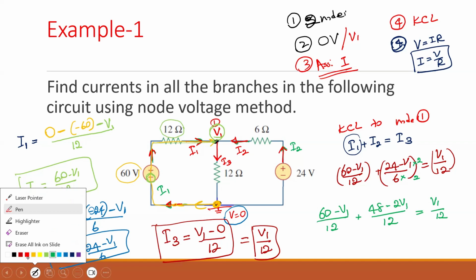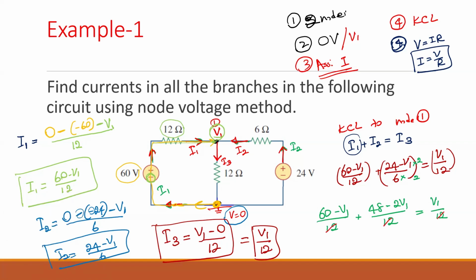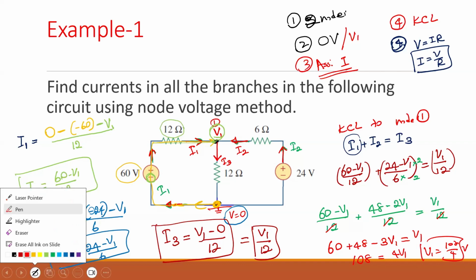So we can get rid of 12 because 12 is common to all the terms. Now you can solve this. 60 plus 48 minus 3V1 is equal to V1. So you can say 108 is equal to 4V1. So V1 is equal to 108 over 4 volts. Does that make sense? We need the calculator. 27. How much did you get? 27. Do we all get 27 volts?